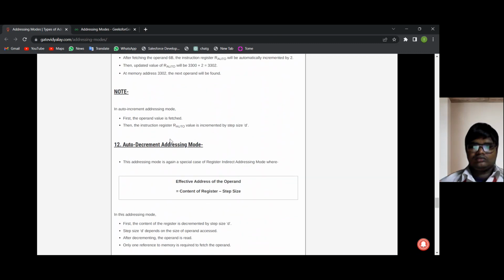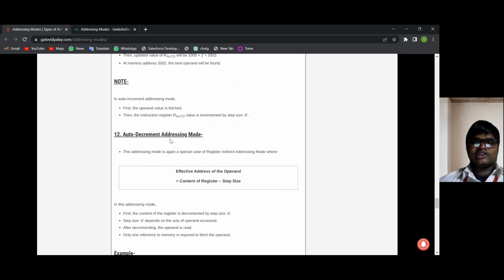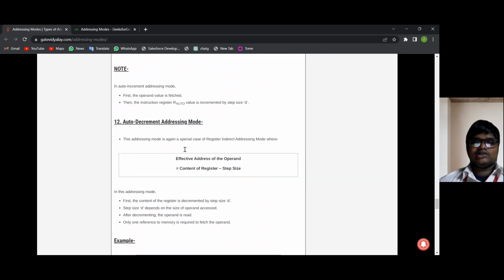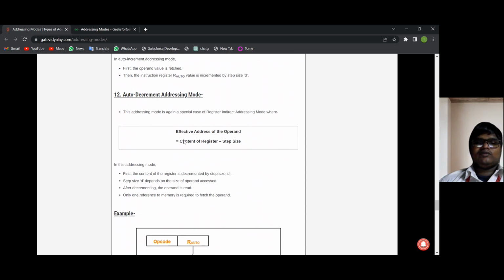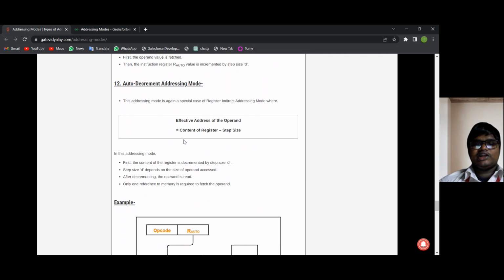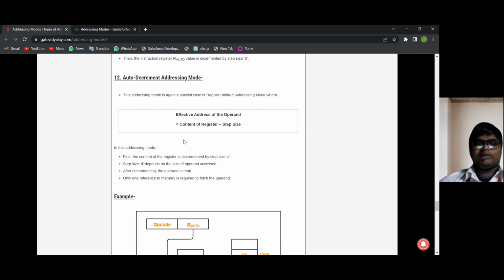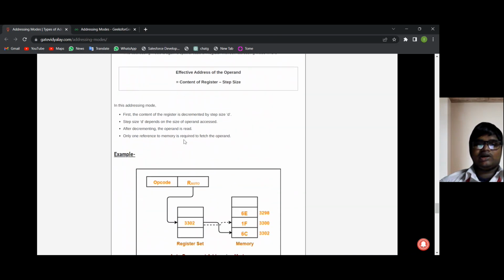Auto decrement addressing mode. This addressing mode is again a special case of register indirect addressing mode, where the effective address of the operand is equal to content of register minus step size. In this addressing mode, first the content of the register is decremented by step size D. Step size D depends on the size of the operand accessed. After decrement, the operand is read. Only one reference to memory is required to fetch the operand.